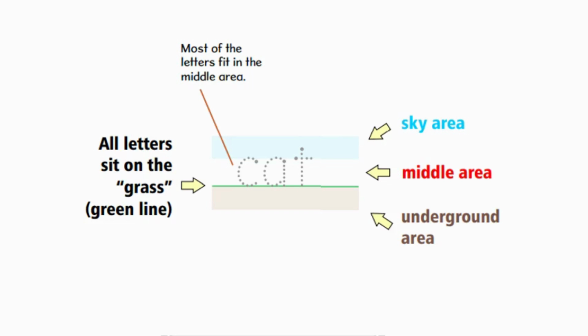So all letters sit on the grass line. In the English language, all letters sit on the grass line. That is this green line. And most of the letters fit in the middle area. So what are the letters which fit in the middle area that we learned this week? M, N and H. So M and N fit in the middle area and H has an arm, so it reaches into the sky and touches the skyline.